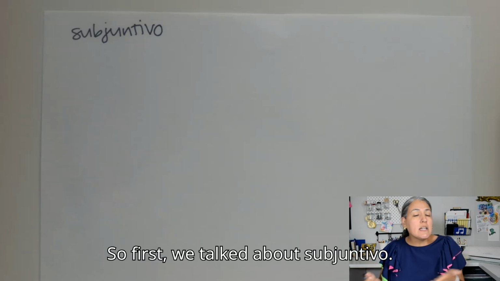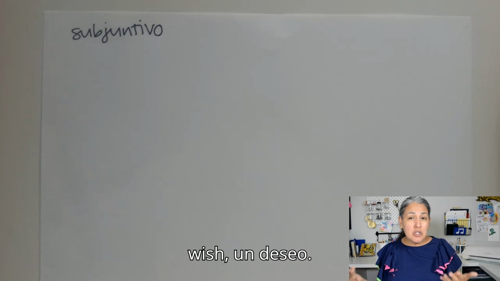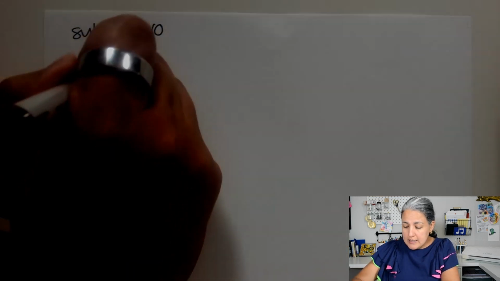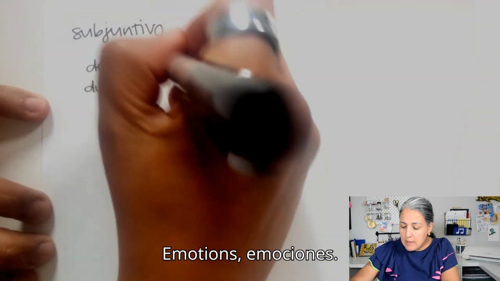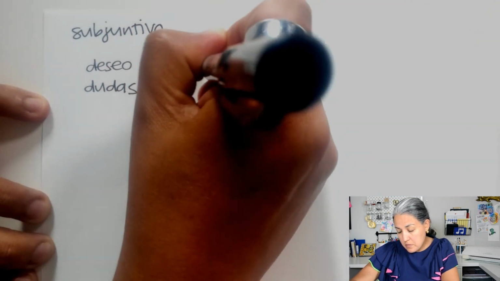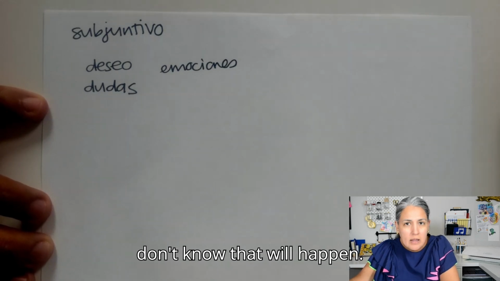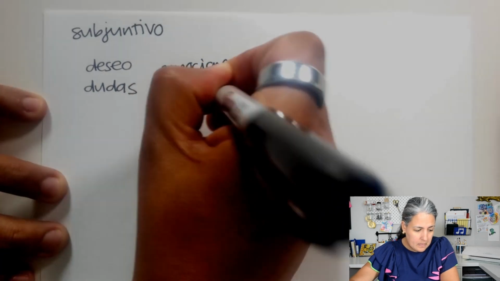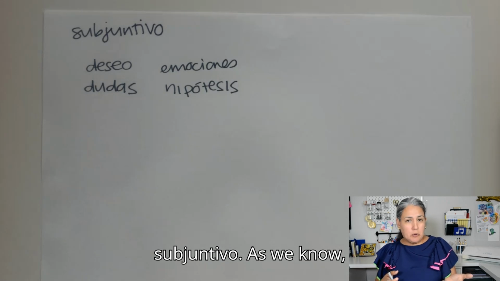So first, we talked about subjuntivo. Subjuntivo, we will talk about a wish, un deseo, about doubts, dudas. We don't know if it's happening. Emotions, emociones. Hypothesis, hipótesis, something we don't know that will happen. Okay, so now we know what subjunctive is, subjuntivo.